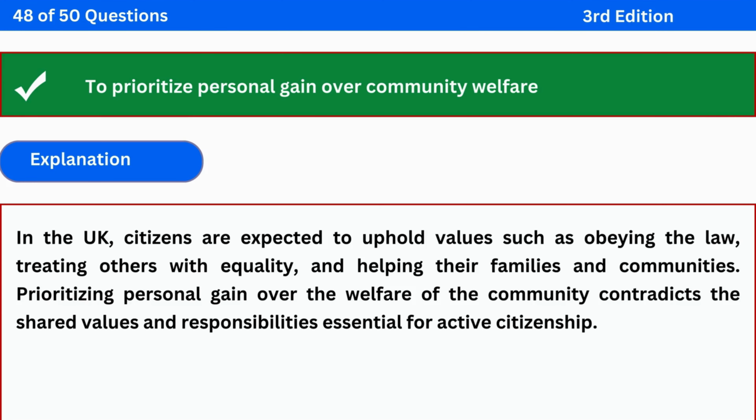The correct answer is to prioritize personal gain over community welfare. Explanation: in the UK, citizens are expected to uphold values such as obeying the law, treating others with equality, and helping their families and communities. Prioritizing personal gain over the welfare of the community contradicts the shared values and responsibilities essential for active citizenship.